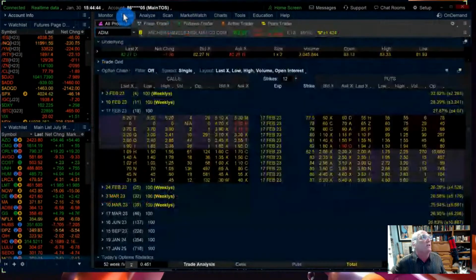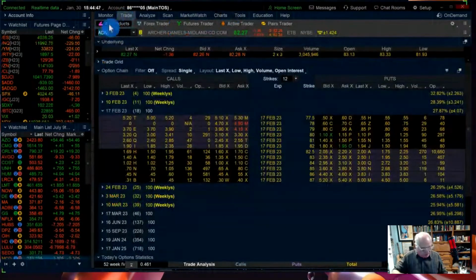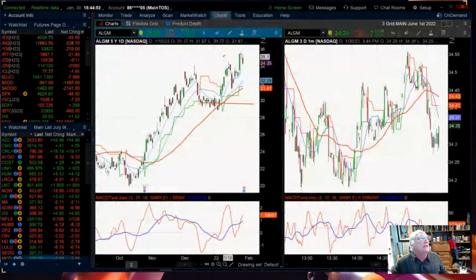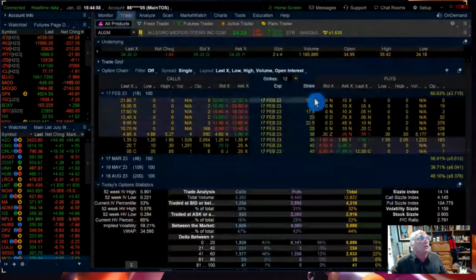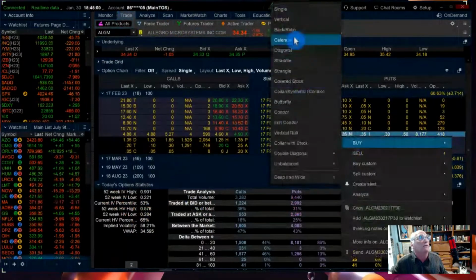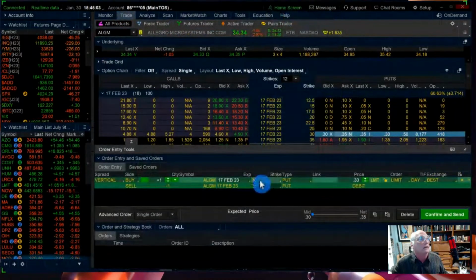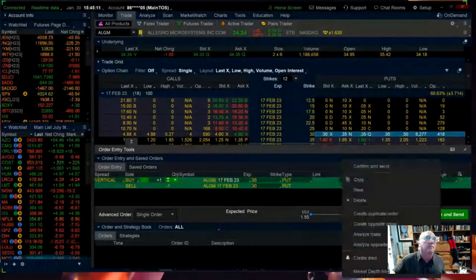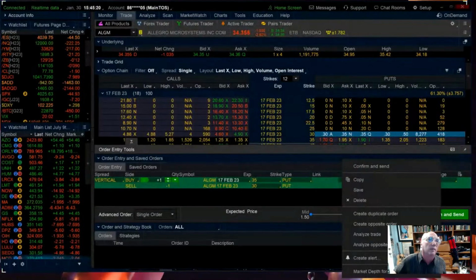So now what do you do with this one? Well, the first thing, when I showed you ALGM, the difference between that and Archer Daniels is this is in a big old uptrend. That's always dangerous. So I just went and did this vertical for $1.48. Not that one, this one. It was $1.48. I already posted it up there, I believe. Let me see. No, well, let me put it up here.